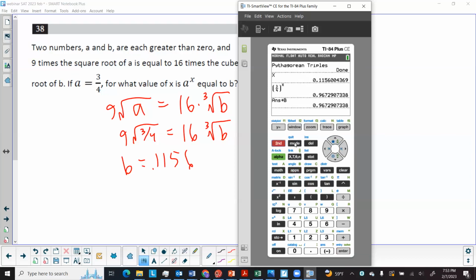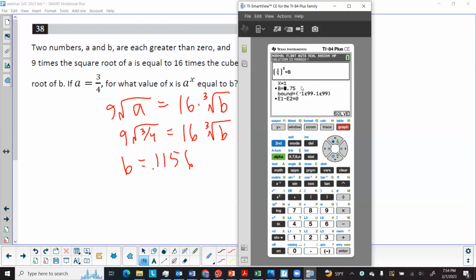Okay, so if you go to the math solver again, now we have B stored. So we're going to go math solver, and we're going to say a to the x. So a, which is 3/4, to the power of x. And this we want to be b. And we're going to solve that. And the answer is 0.75.